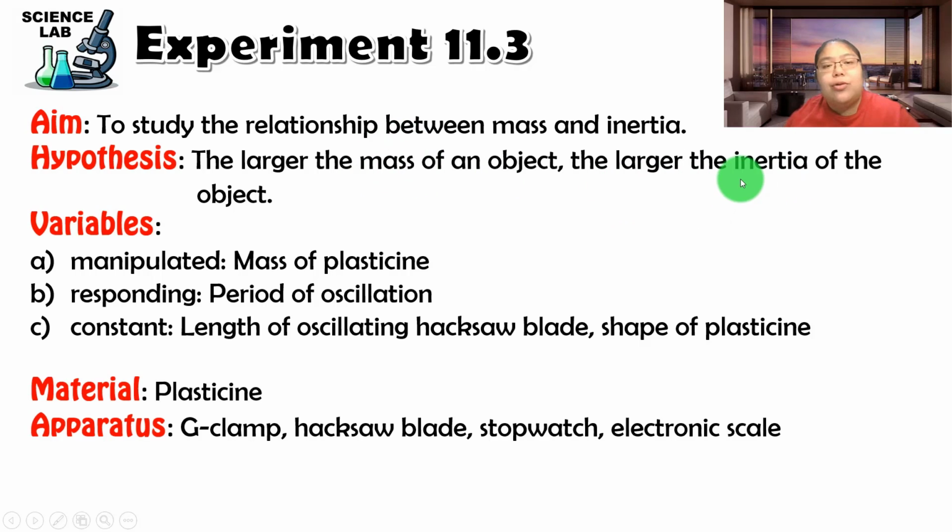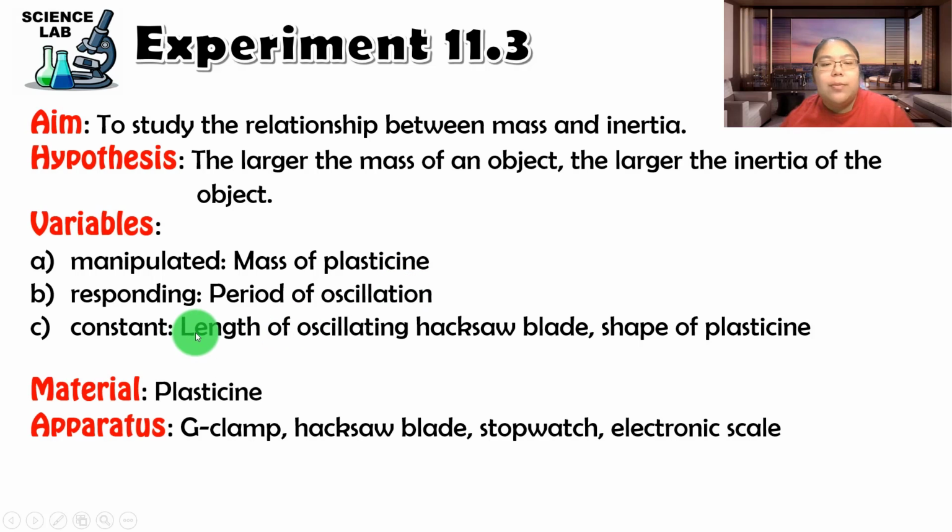Inertia we cannot control, so we cannot make it the manipulated variable. We take the mass as the manipulated variable. So from here, the manipulated variable, we are using the mass of the plasticine. Responding, inertia we cannot measure, so we cannot use inertia for calculation. So we use the period of oscillation to represent the inertia. Period of oscillation means we take the time taken when the hexoblade oscillates. We want to measure the time taken when it oscillates.